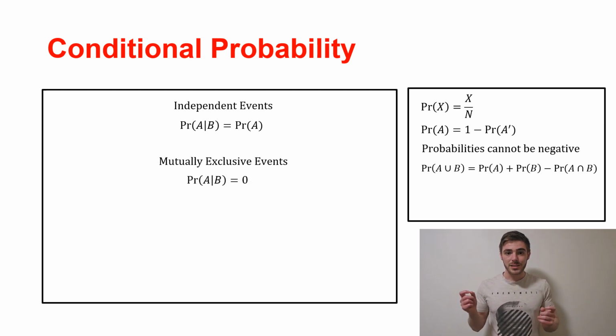If the events are mutually exclusive, then that intersection will become zero. And so therefore the conditional probability will also become zero. For example, if you want to find the probability that the card is an ace, given that it's a king, then that probability should be zero because, well, it can't be both a king and an ace.